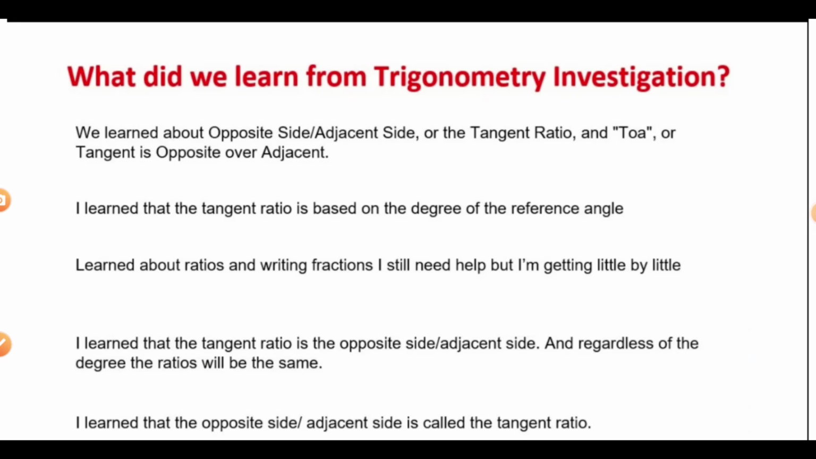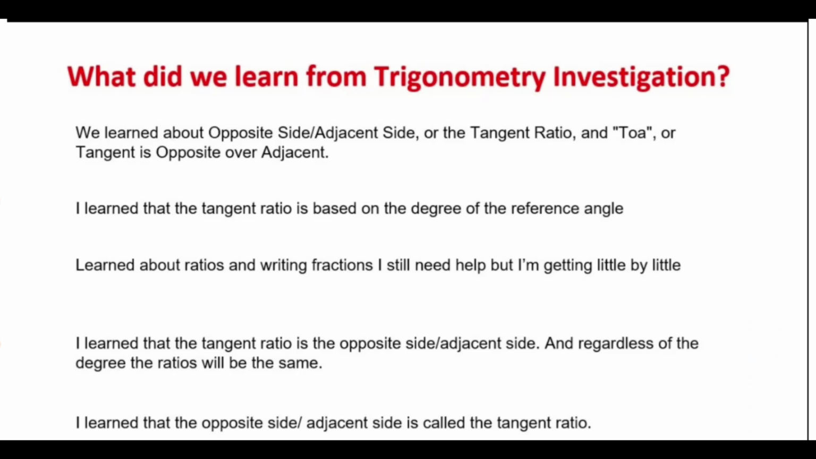What did we learn last class? So last class we did a trigonometry investigation, and I like the responses you gave us. We had some good responses. I'm going to go ahead and read some of these. It says we learned about the opposite side and adjacent side. You write a little fraction, so like opposite side divided by the adjacent side, or also called the tangent ratio. Very good. And someone also wrote, also called TOA.